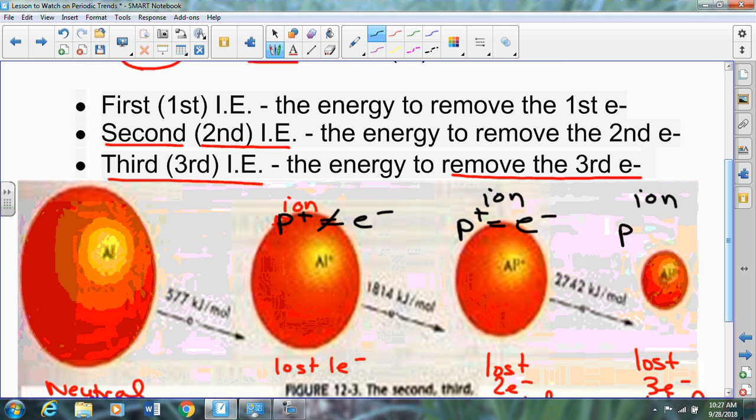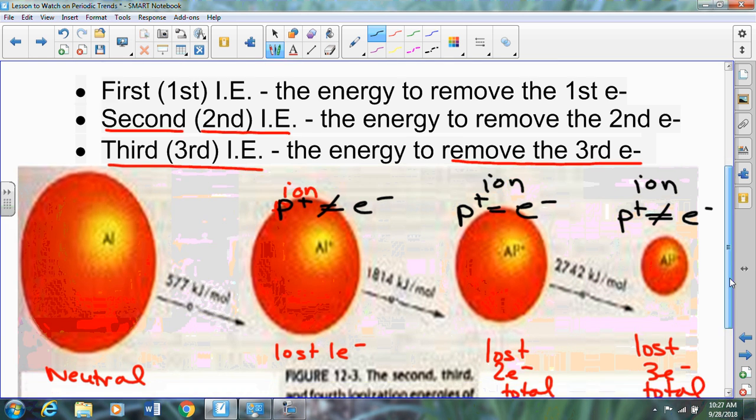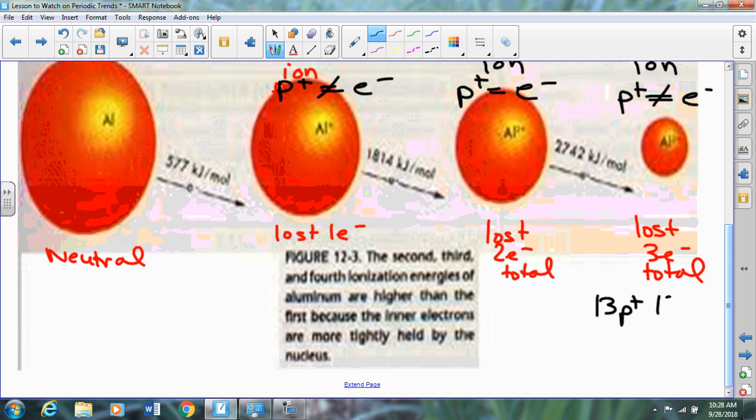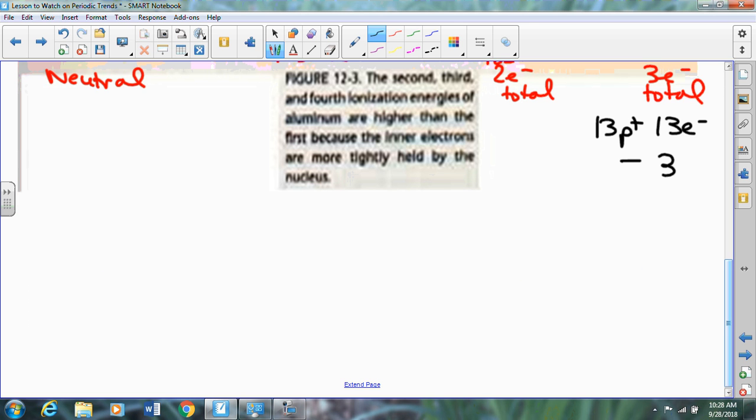If you really wanted to know what's happening here, in this last one, we used to have 13 protons and 13 electrons. But because we lost 3 electrons, we are now down to the same nucleus, the same nuclear charge, but 10 electrons. Way more protons, pulling in more, shrinking it to a really small size.